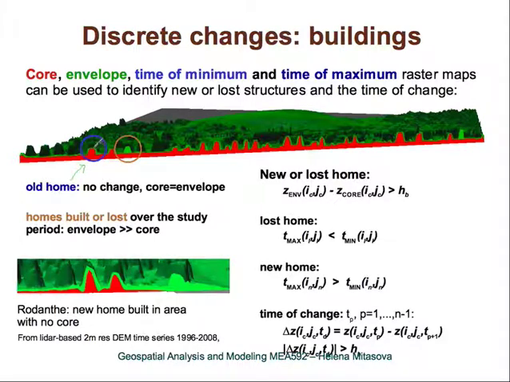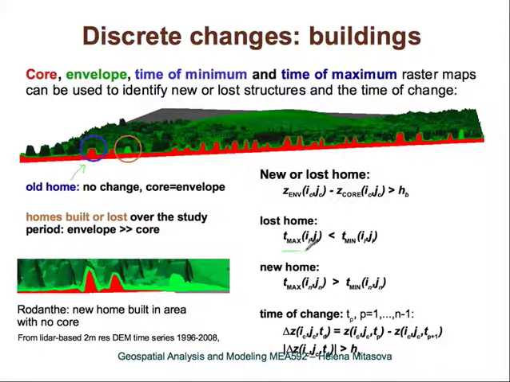So this is such a home, so you can see that the core and envelope are practically identical. But here we have a big difference between core and envelope, which indicates that the home was either built or was lost sometime during the study period. And then we identify whether the home was new or lost by comparing the time.